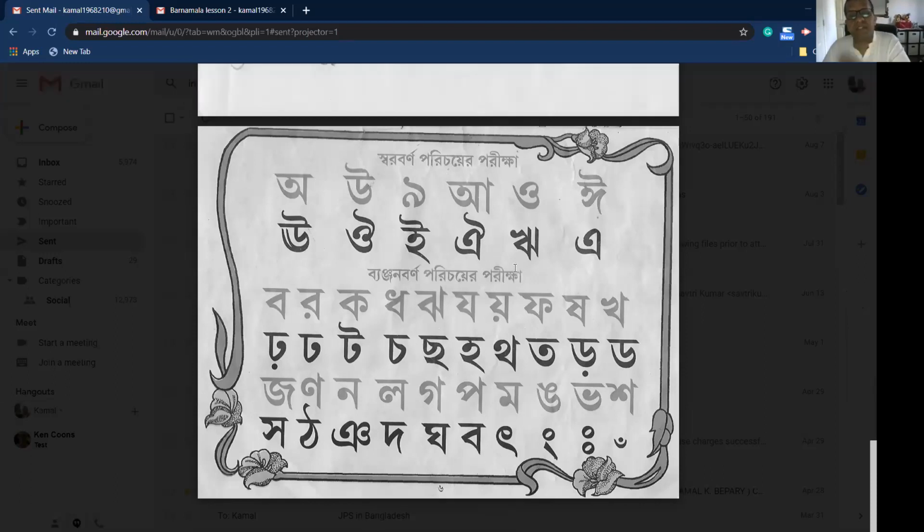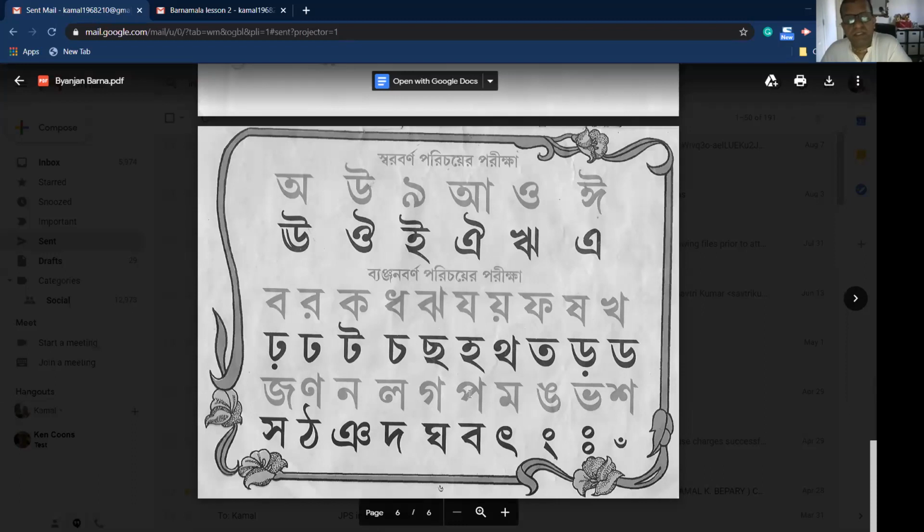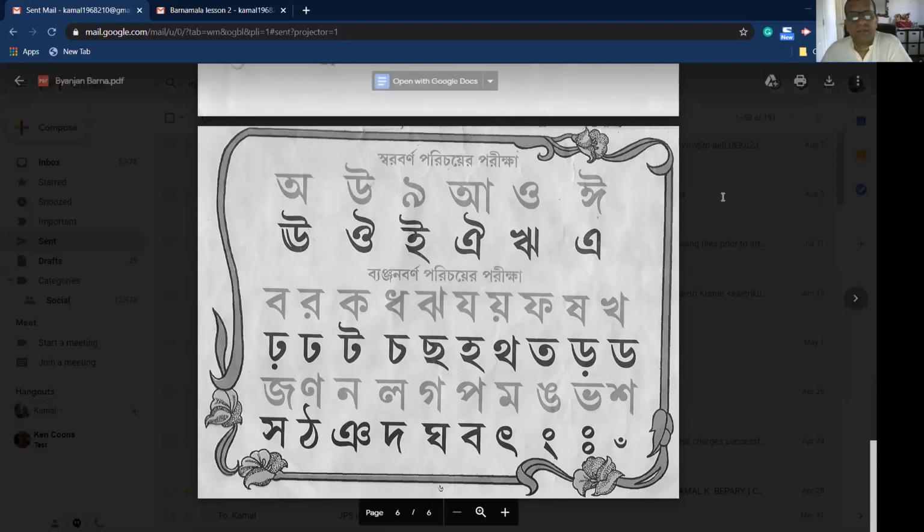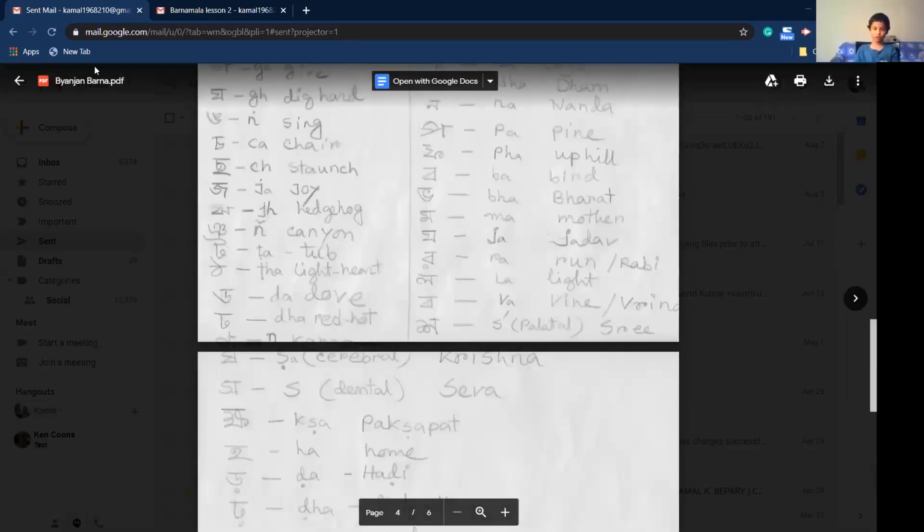These are all mixed here. First, we have two lines of vowels, and then four lines of consonants, Vyanjan Varna. If you can read, that means you can identify nicely. That is the homework for next week. It's easy. What is the homework for next week? To read this page.